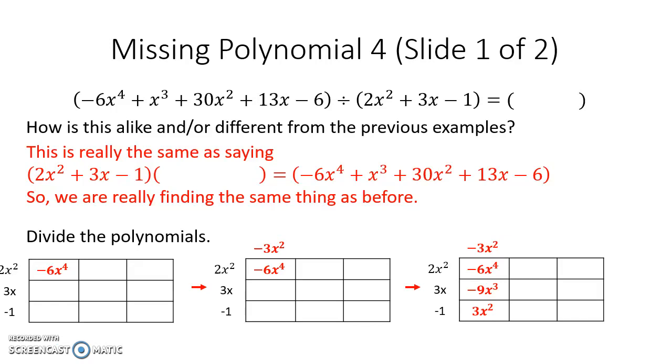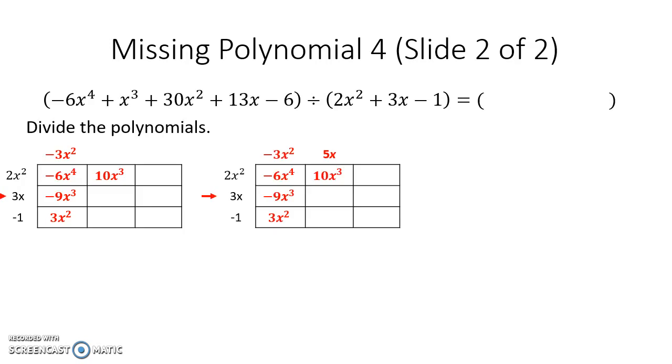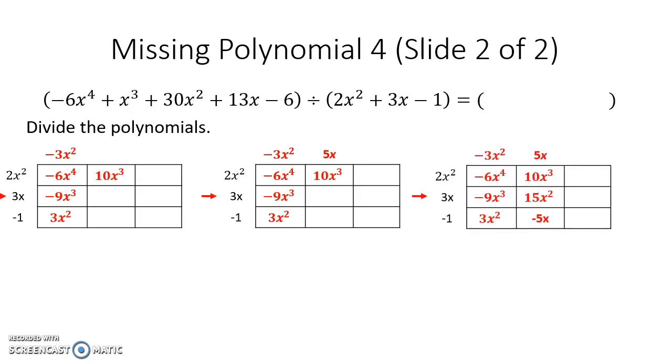Now we'll move on to x to the third. We want a positive 1x to the third. We currently have a negative 9x to the third, so to make it positive 1x to the third, we'll need to add 10x to the third. That'll give us that 1x cubed. Now, 2x squared times what gives us 10x cubed? Should be 5x. Now we can multiply down through the column just like normal and get those numbers there.